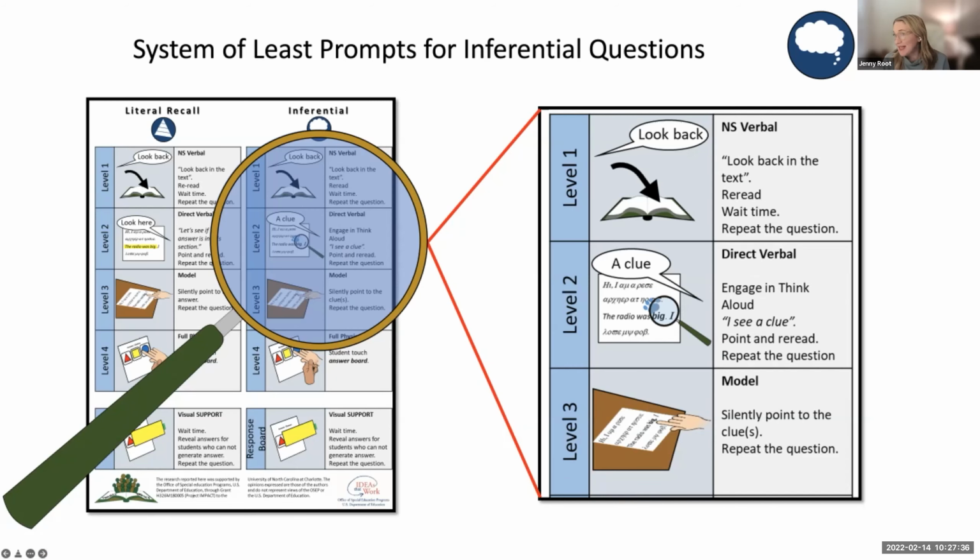Okay, but sometimes the answer is not always right there, right? Sometimes we're supporting students with inferential questions. So we're still going to use system of least prompts, but it's going to look a little bit differently. At first, we're going to use that same non-specific verbal of let's look back in the text. We're going to reread, provide wait time, repeat the question. Next, we're going to provide a direct verbal think aloud, like, I see a clue. Point and reread and repeat the question. And then model and point to the clue and repeat the question.